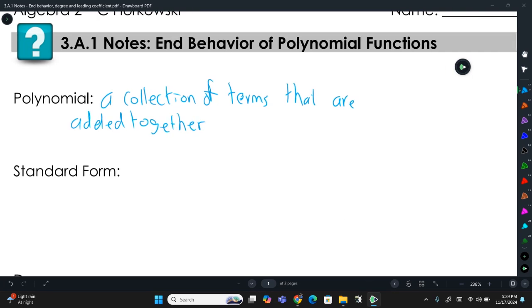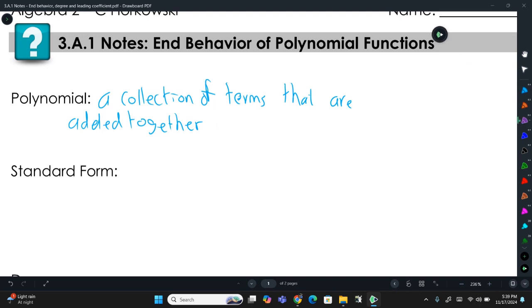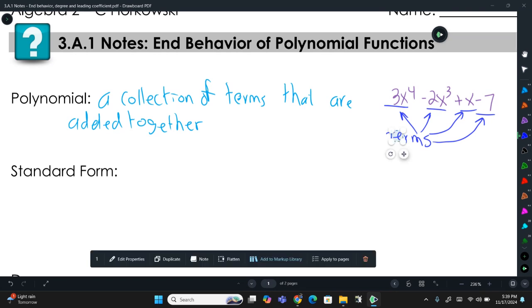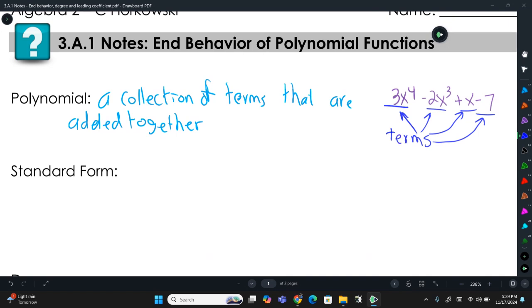So what would that look like? What's an example of a polynomial? So a polynomial, we could have like 3x to the fourth minus 2x to the third plus x minus 7. Now that is a polynomial function, and each of these things are terms. So this is a 4-term polynomial function. Now, there's no set number of terms that a polynomial needs to have. Like a polynomial could just be y equals x. That is a very simple type of polynomial that has one term.